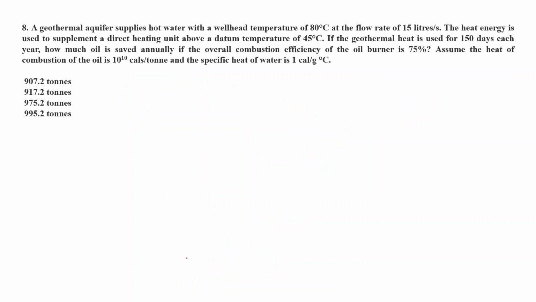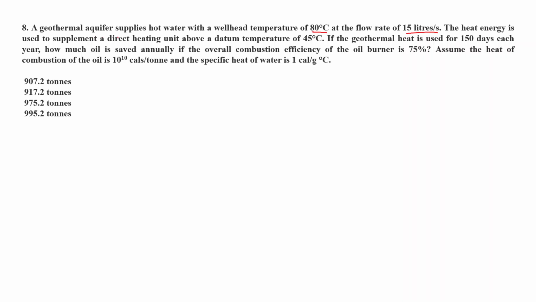Coming on to the next question, which is also numerical. A geothermal aquifer supplies hot water with a wellhead temperature of 80 degrees C at a flow rate of 15 liters per second. So the temperature of water which is produced after heating with the geothermal energy is 80 degrees C. And the flow rate is 15 liter per second.